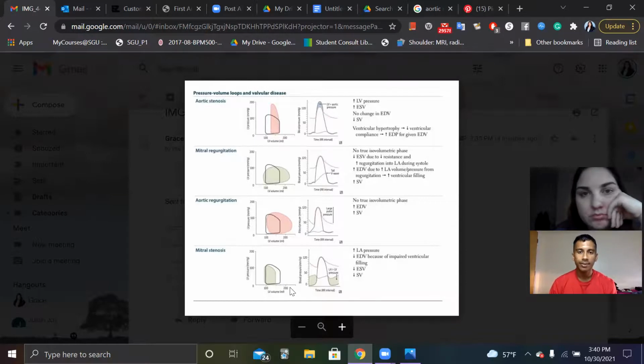Awesome. And I think that's probably more than enough for right now. That's why you have to understand afterload and preload, because they're going to test it on you on heart failures. They're going to test it on graphs. They're going to test it with heart murmurs. They're going to use it as descriptors for everything.